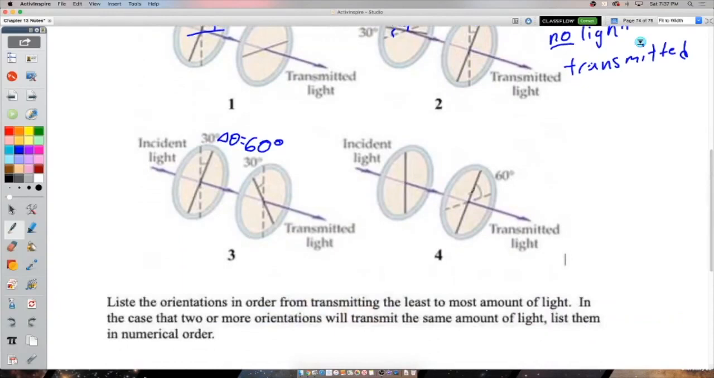The angle from its polarization axis to the horizontal is 60, which means the angle to the vertical would be 30. Since this one is vertical, that means they have an orientation difference of 30 degrees.